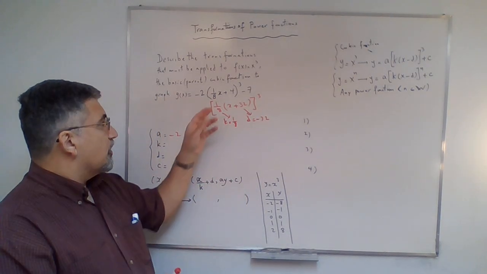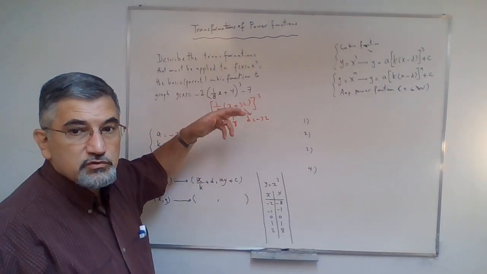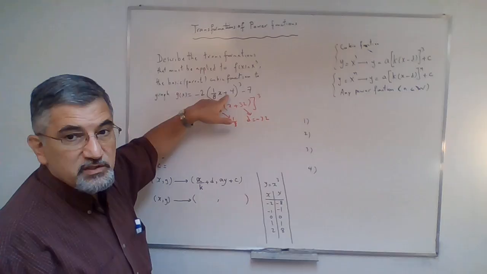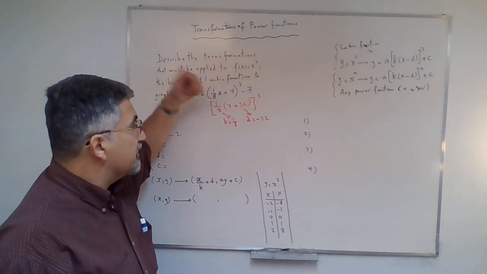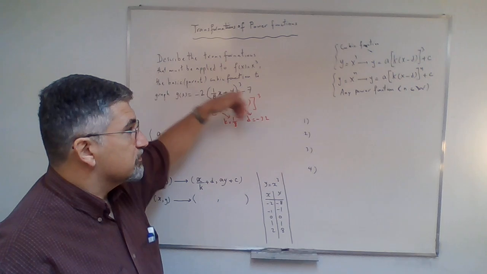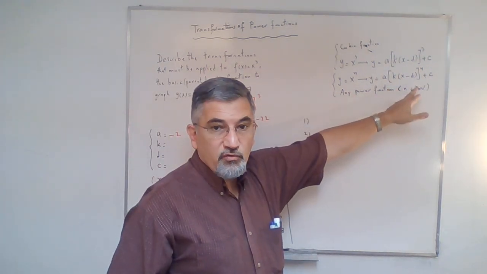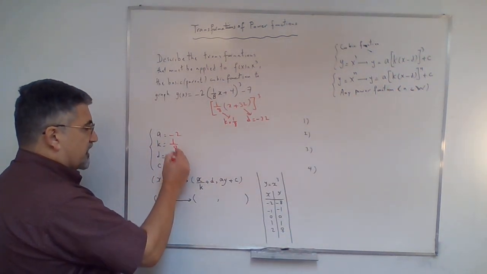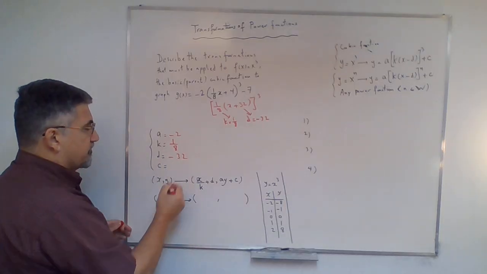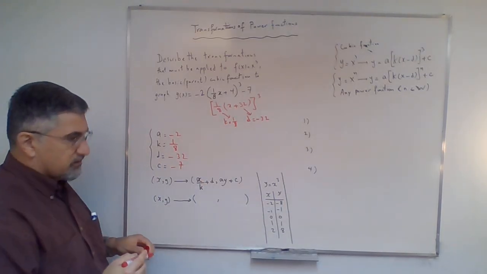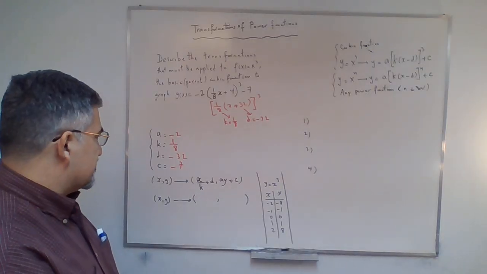Some students, by mistake, think the value of d is negative 4. They see this negative 4, but they don't realize that 1 over 8 must be factored out first. So we have to write it in this form. So the value of k is 1 over 8, the value of d is negative 32, and the value of c is negative 7, of course. So these are the a, k, d, c values.